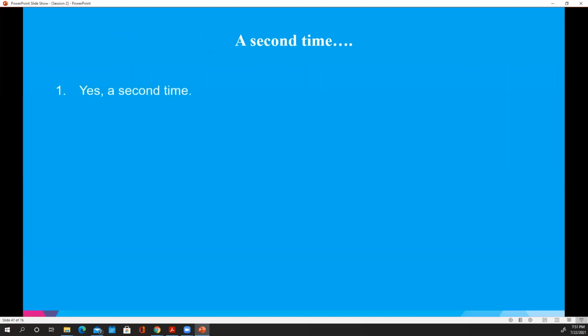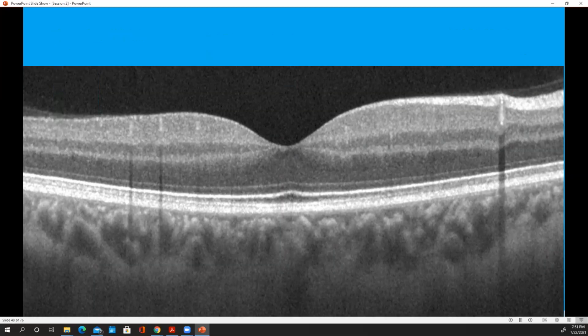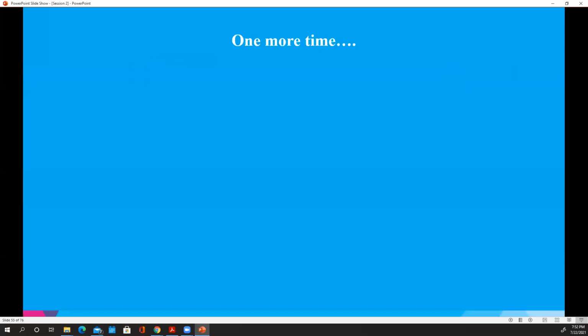We're going to do it a second time. Okay. Let's do it again. Here we go. Pointing again. What is that layer? Outer nuclear layer. How about that one? Inner nuclear layer. How about that? Vitreous. How about that one? Ganglion cell layer. How about this line here? The band here. Outer plexiform layer. How about this band here? Inner plexiform layer. How about that one? Nerve fiber layer. One more time.